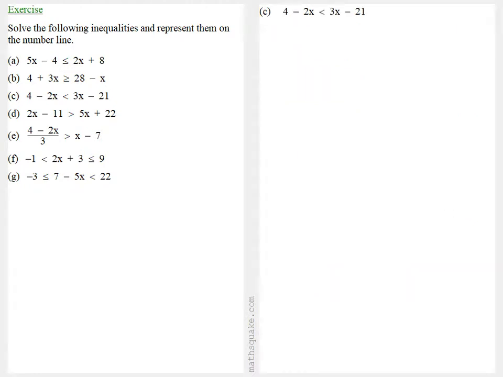Now in question C, we have 4 minus 2x is less than 3x minus 21. If we add 2x to each side, we end up with 4 is greater than 5x minus 21. If we add 21 to both sides, we end up with 25 is less than 5x. Now, we can swap the sides. But when we swap the sides, we must change the direction of the inequality. So 5x is greater than 25. Now, if we divide by 5, we end up with x is greater than 5, and that's our answer.